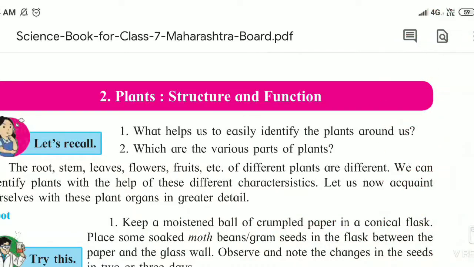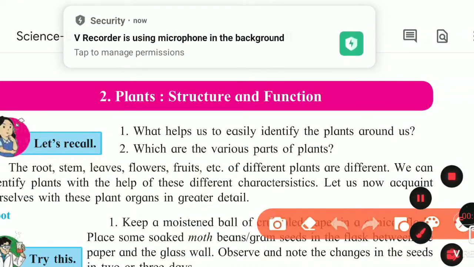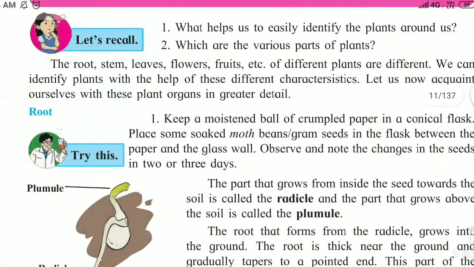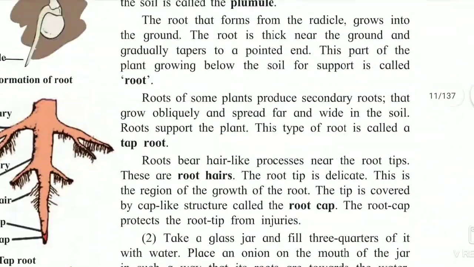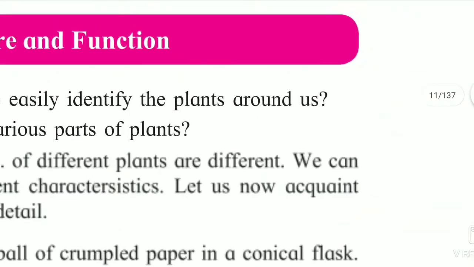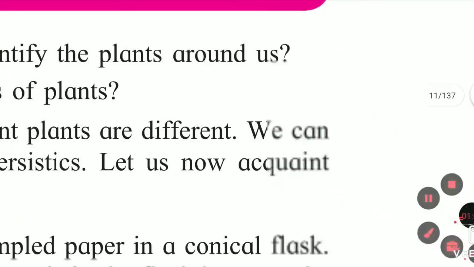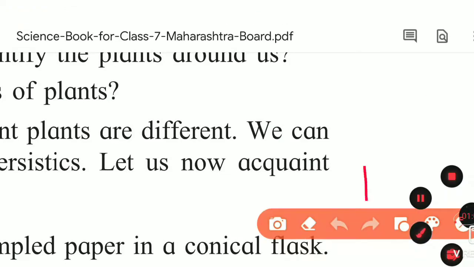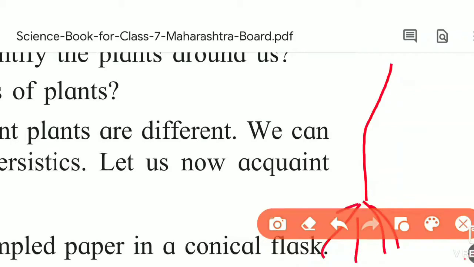If you see the parts of a plant, first of all it has roots. Suppose this is the structure I will draw here. So this is a plant, and here its roots are there, downside. Then this is the stem. This part is the stem. This part is called the roots.